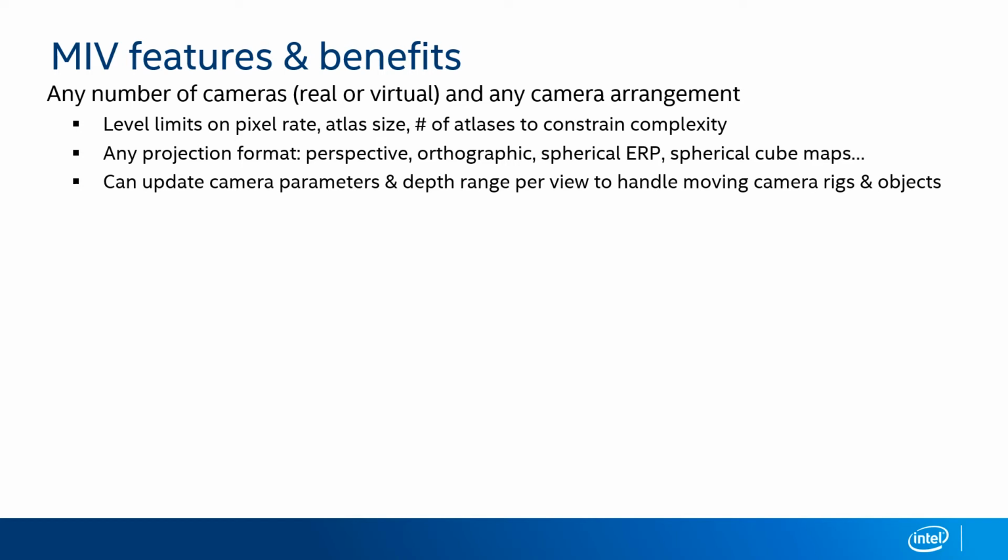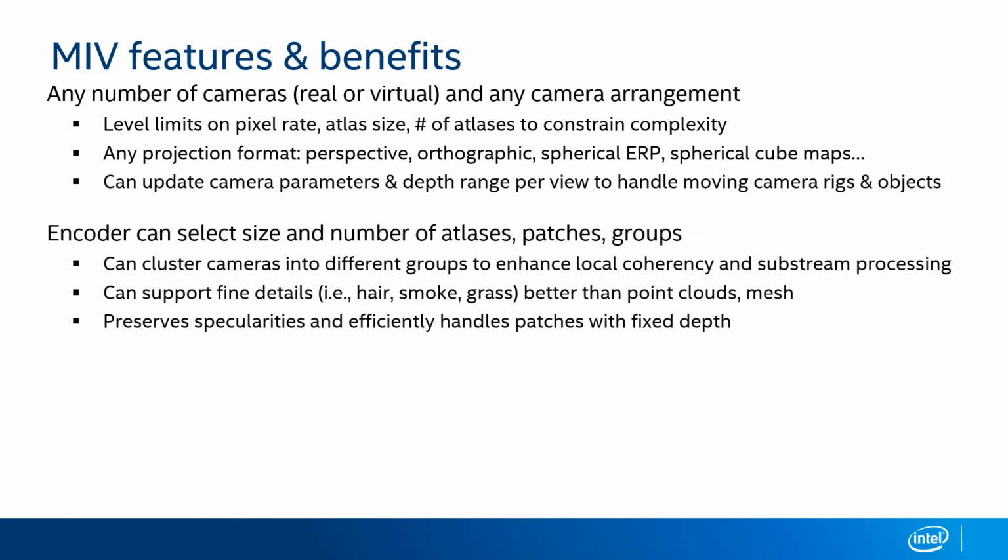And the camera parameters can be updated to handle moving camera rigs and objects. The encoder can select the size and the number of atlases, patches, and groups. Groups can be used to cluster cameras together to enhance local coherency and substream processing. And the encoders can choose to support fine details better than some other options.